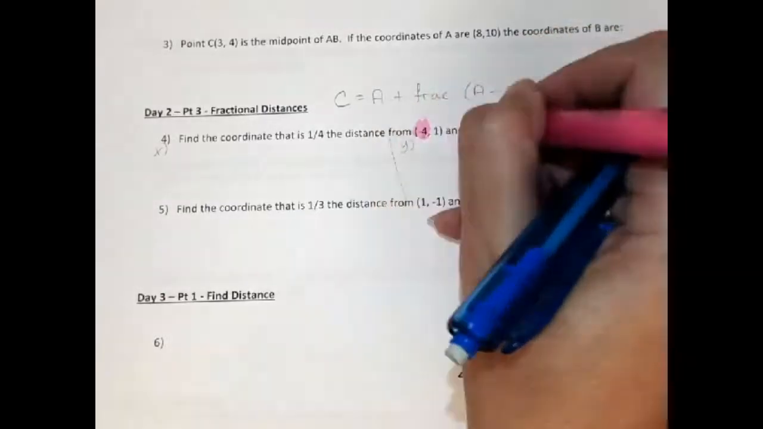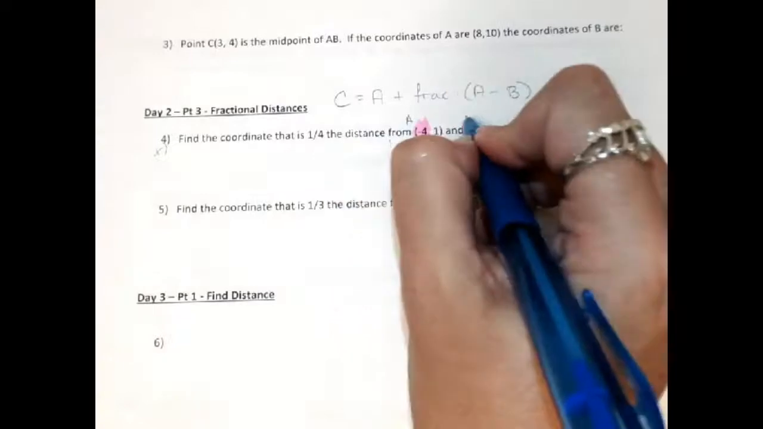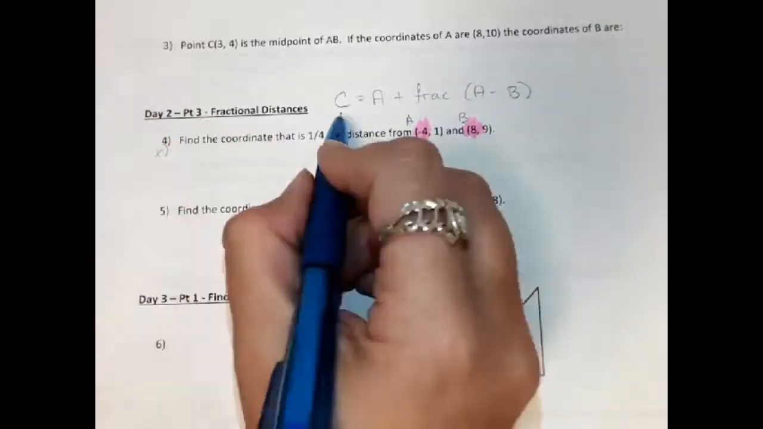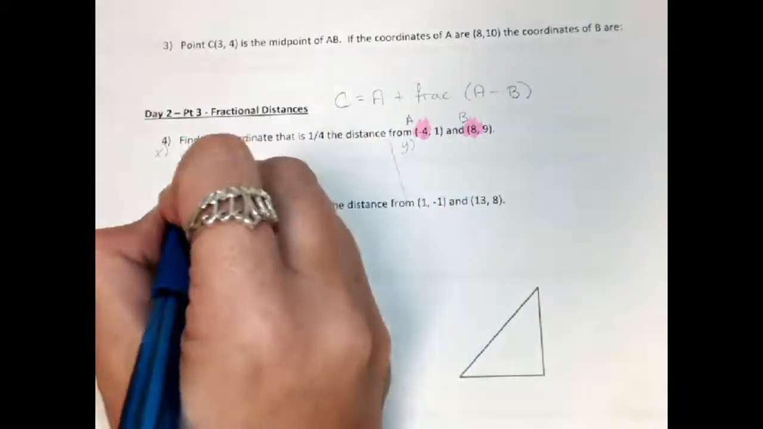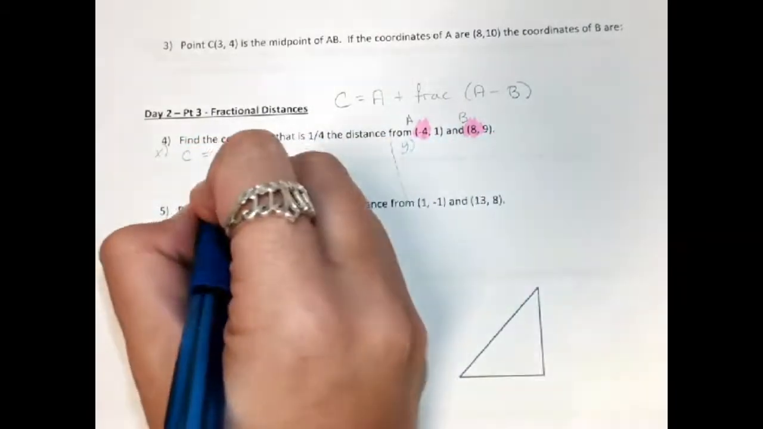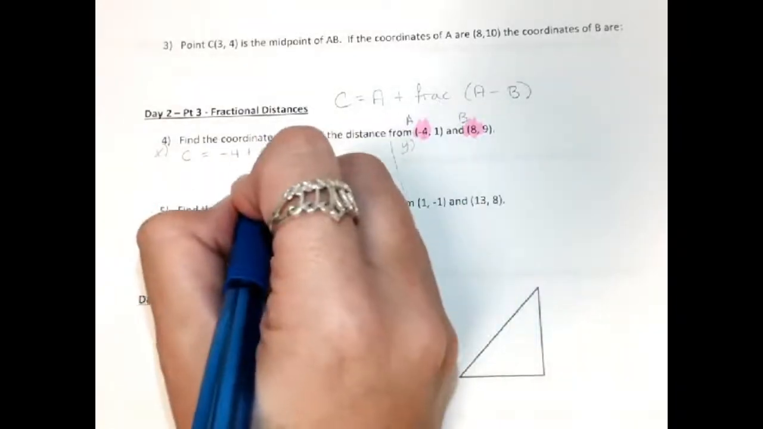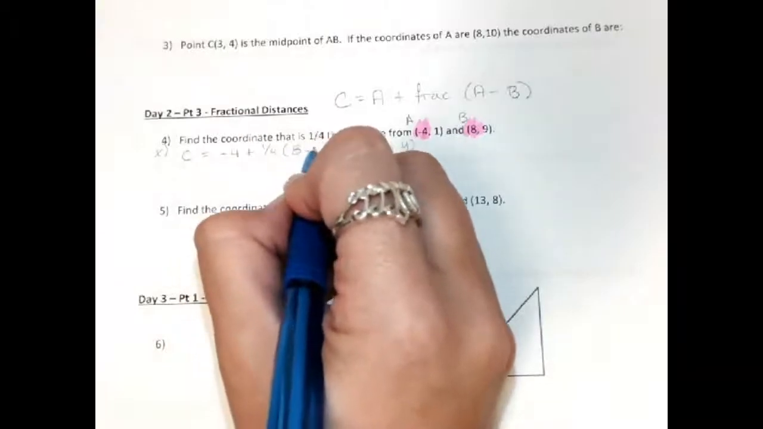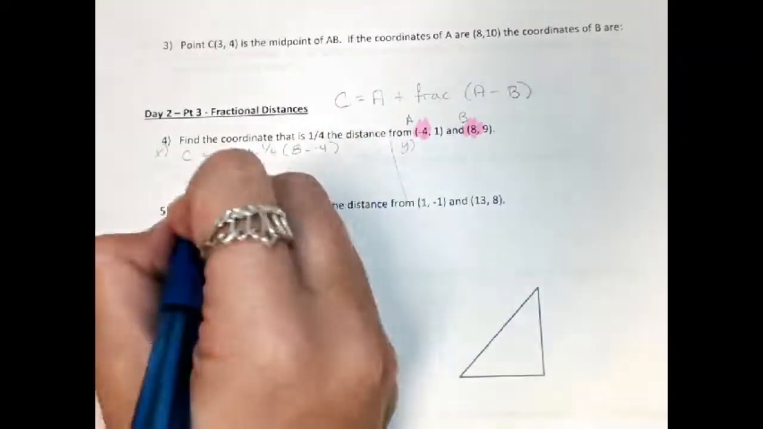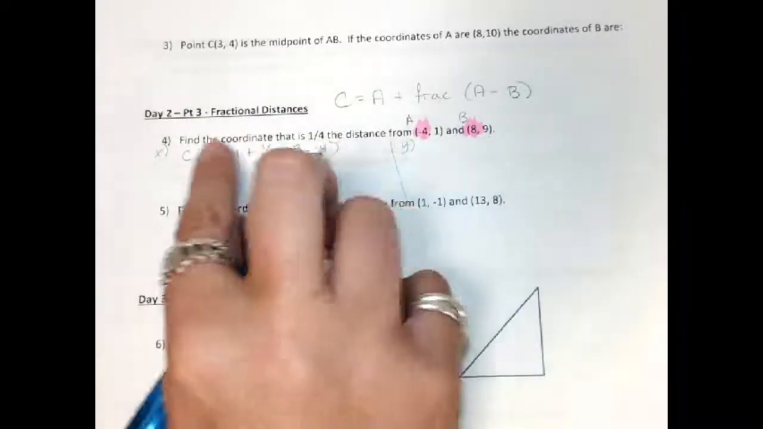Here are my x's. And I'm going to call one of these points A and one of these points B. So I'm just going to plug it into my formula just like I would before. I'm looking for the point that's 1/4 over. So I'm going to plug this in for A. Here's my fraction that goes in there. Here's my B minus A, 8 minus -4. Work this out. And then that's going to tell you the x coordinate of your answer to this.